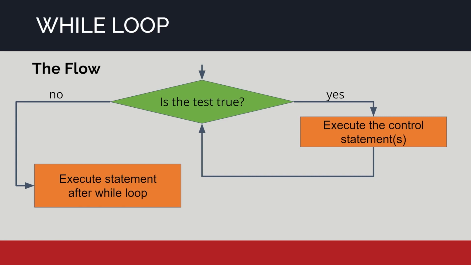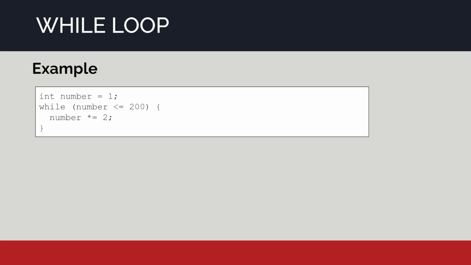You encounter the test right away, and then if it's true, you execute the controlled statements, and then you loop back and check the test again. If at any point the test is false or it fails, then we just resume execution at the end of the while loop after that last curly brace.